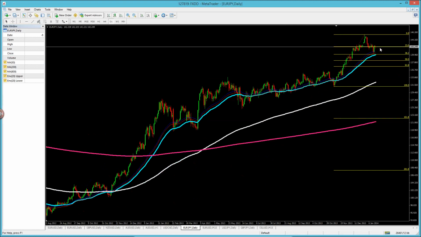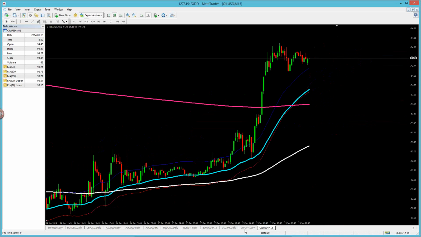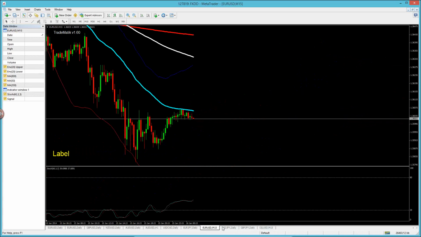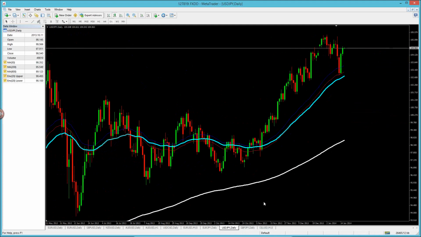Euro yen. Euro yen had a nice railroad tracks formation here, and we've got to look at all the yen pairs because I think this is a yen based move. And as you can see here on the pound yen, dollar yen, and the euro yen, we had nice bounces off of the 50 EMA basically, okay, on all three pairs.